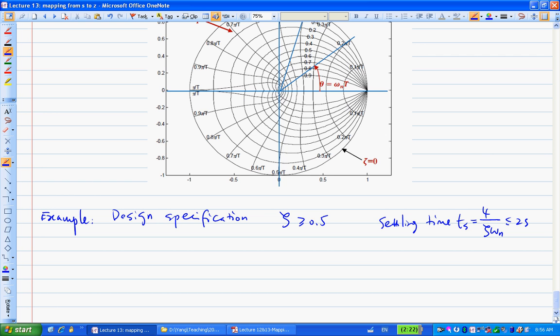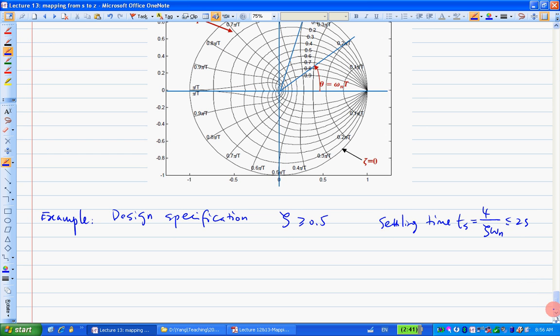So now let's do the design, and the question is, if this is the design, how is that going to be mapped, or what's the region of the poles that we can use in the z-plane to satisfy this corresponding design specification, right? That's the idea here.